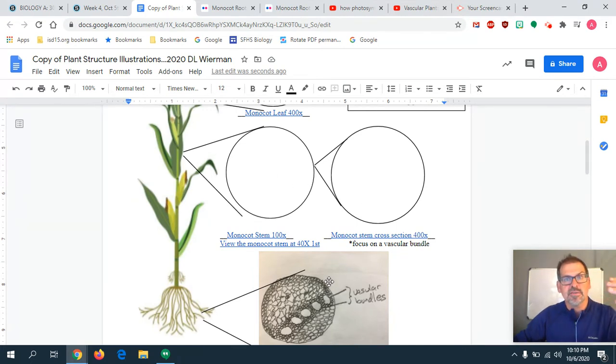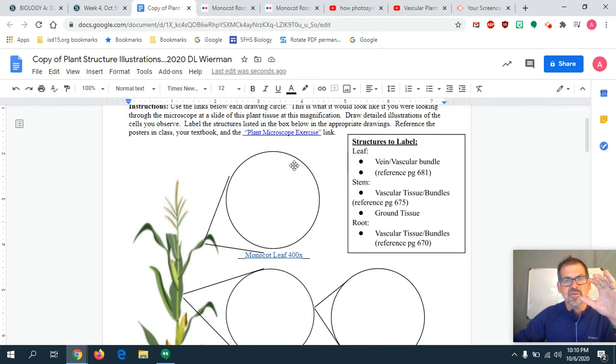The difference with the cross section of the stem is you're just viewing it under 40 times and then drawing it under 100 magnification medium and drawing it under high magnification 400. So here you're going to take two drawings, label them, and insert the pictures, and then finally a cross section of the leaf. So if I click on this, it's going to take me to a cross section of the leaf that's magnified 400 times. Draw that on your paper, label it, and insert that picture into this document.